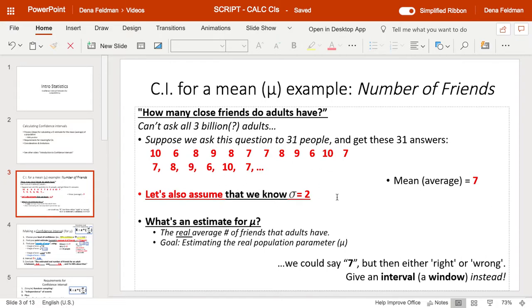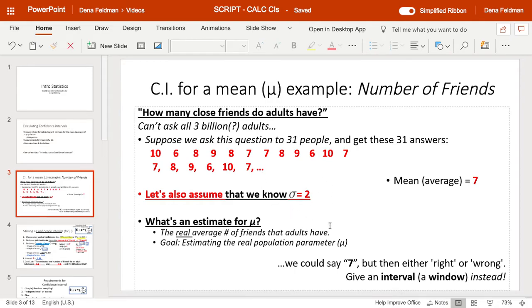These 31 answers, then I can add them all up and divide by 31 and find a sample average, a mean of 7. Now, also for the sake of practicing with calculations, we'll do something a little unrealistic. We'll assume that we happen to know our population's standard deviation. In other words, even though I don't know what the average number of close friends is for all adults, I do know that if I asked a random adult their number of close friends, it's most likely within plus or minus 2 of the real average. And this is not an impossible situation to know sigma, but it's very rare.